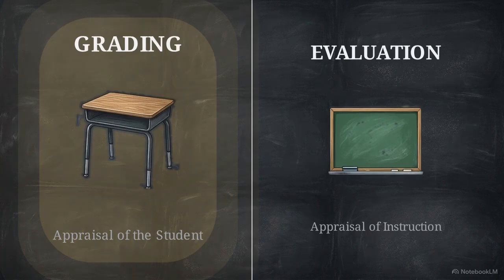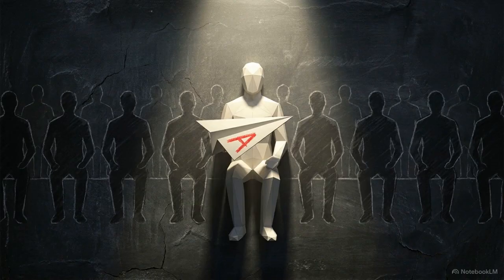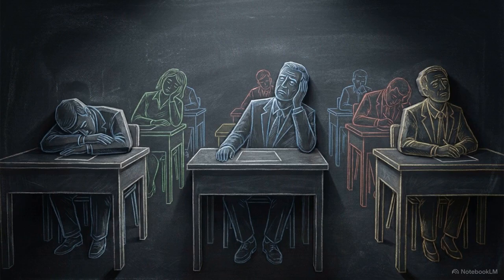Grading is an appraisal of the student. Evaluation is an appraisal of the teacher's instructional program. These two metrics can diverge entirely. A teacher might award a student an A because the student easily grasped the concepts, even if the instructional program itself was deeply confusing and ineffective for the rest of the room.